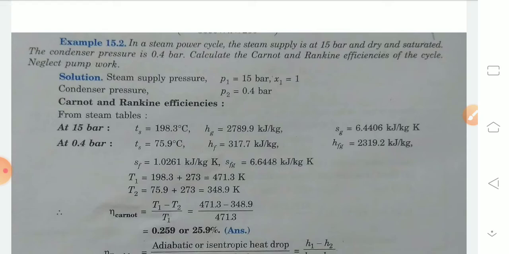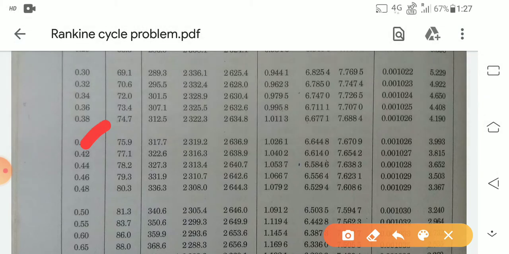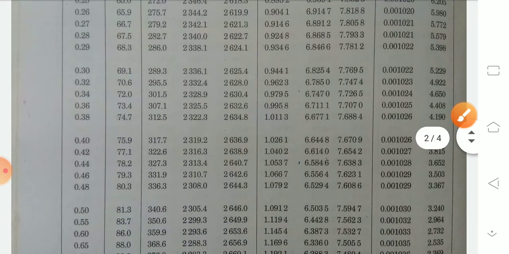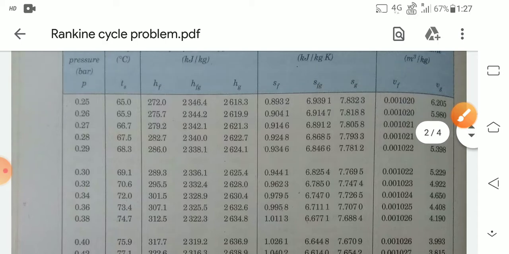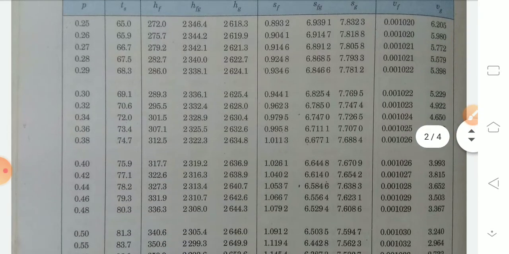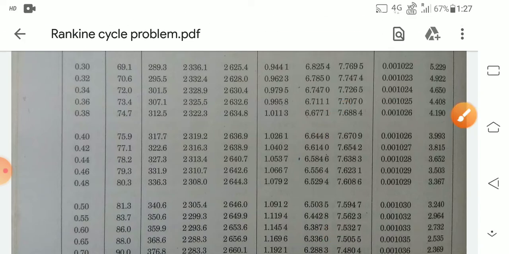So now, same using the steam table, you can find at 0.04 bar pressure. So Hf is equal to 317.7 kilojoule per kg enthalpy, and Hfg is equal to 2319.2, and Hg is 2636.9 kilojoule per kg, and entropy at that point Sf is equal to 1.0261 kilojoule per kg Kelvin, and Sfg is equal to 6.6448 kilojoule per kg Kelvin, and Sg is equal to 7.6709 kilojoule per kg Kelvin.